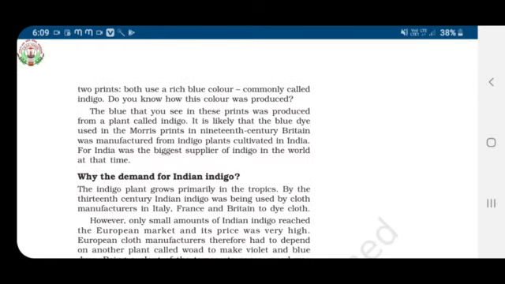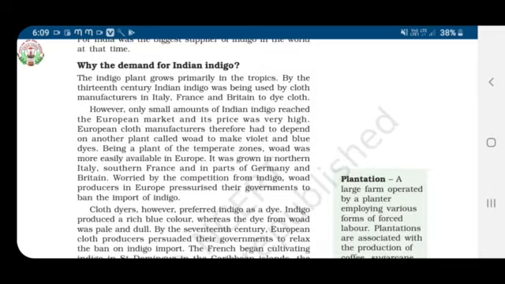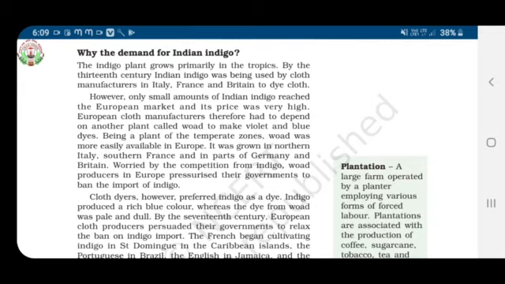It is likely that the blue dye used in the Morris prints in 19th century Britain was manufactured from indigo plants which are cultivated in India. So India was a big supplier of indigo in the world at that time. Next is why the demand for Indian indigo. Let us see. The indigo plant grows primarily in the tropics.